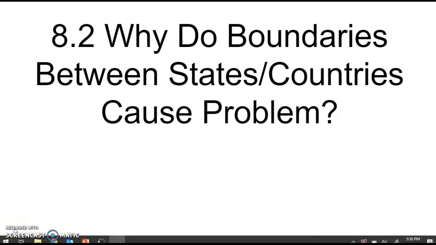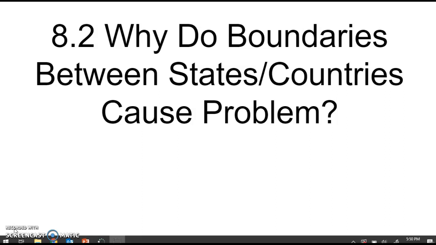Okay, so here we are. This is the last key issue in Unit 4, Political Geography Unit. So this is our last key issue, Chapter 8, Key Issue 2: Why do boundaries between states, remember states is another word for countries in this class, why do the boundaries between these countries cause problems?